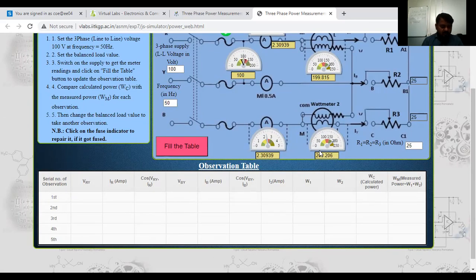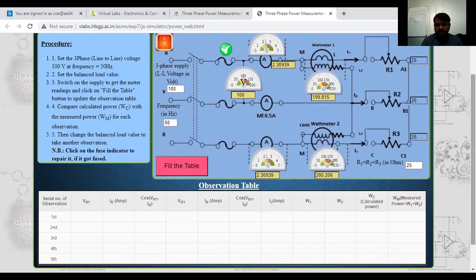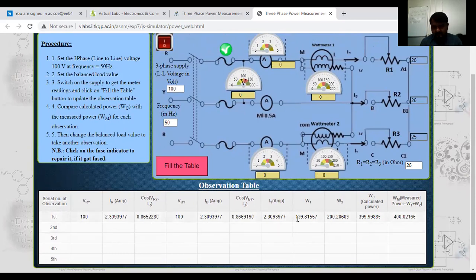For that reason, what we will do, just fill the table, you click on this one, automatically all the tables will be filled for the first reading here. Just a minute. Is the complete diagram visible? Yes, sir. Okay. I will click on fill table. What will happen? The voltage is shown here now. 100 is there, 100 it came here now. IR equal to 2.308 here now. Current, and see here now.